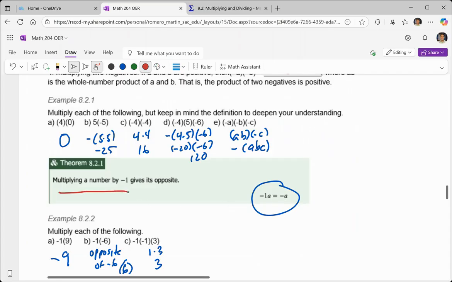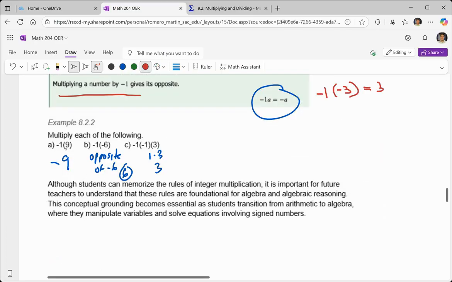We learned earlier about multiplying by negative 1. Remember, a negative of a negative like this, that's just the opposite of 3. The same case: if I'm multiplying negative 3 by negative 1, it's the same as taking its opposite. So multiplying by negative 1 is the same idea as taking the opposite. Using that theorem, we can solve problems like this. Opposite of 9 is negative 9. Opposite of negative 6 is positive 6. Opposite of negative 1 is positive 1, times 3 is 3.